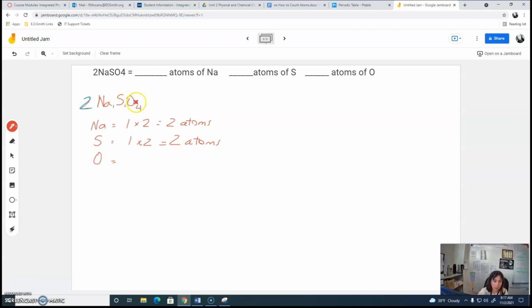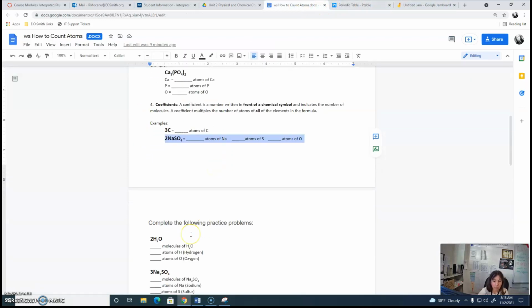And how about my oxygen? Well, my oxygen, I have a subscript of 4 right after it. And I have my coefficient in front of my whole formula that multiplies everything. So I'm going to have a total of 8 atoms. Okay? So that's how you would solve these kind of problems.